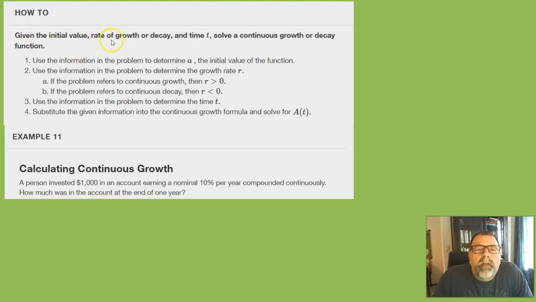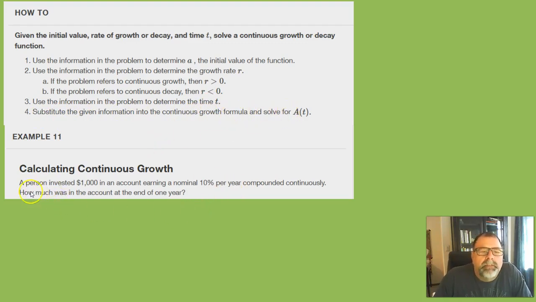Okay, so given an initial value, rate of growth or decay, and time t, solve a continuous growth or decay function. So here's the technique. Use the information to determine a. Use the information in the problem to determine the growth rate. If the problem refers to continuous growth, then r is positive, r is greater than 0. If it's decay, your rate's going to be a negative number. Okay, so make sure you understand that. Use the information in the problem to determine the time t, and then plug everything in. Substitute the given information into the continuous growth formula and solve it for A of t.